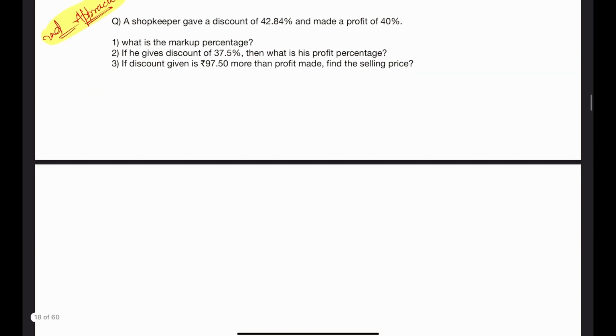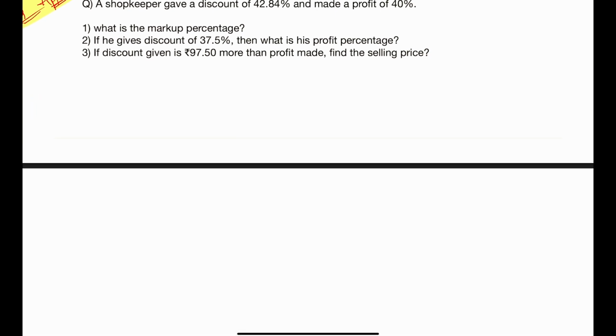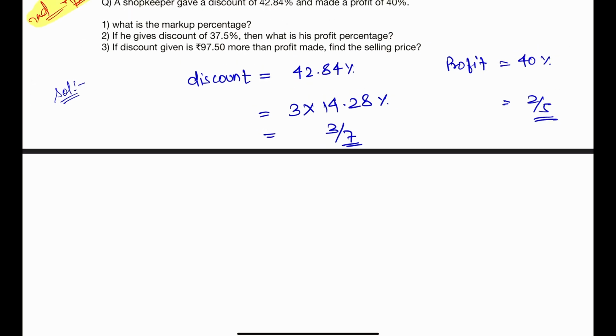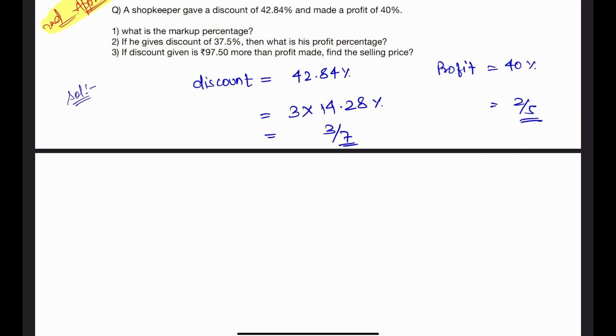Okay, so the question is copied. The one thing is, the shopkeeper gave a discount of 42.84% and a profit of 40%. So 40% is 2 by 5, but 42.84, if we see it, it's nothing but 3 into 14.28%, and 14.28 is nothing but 1 by 7. So if we could get this value in the beginning, it would be easy for us to solve. So now we know this value.